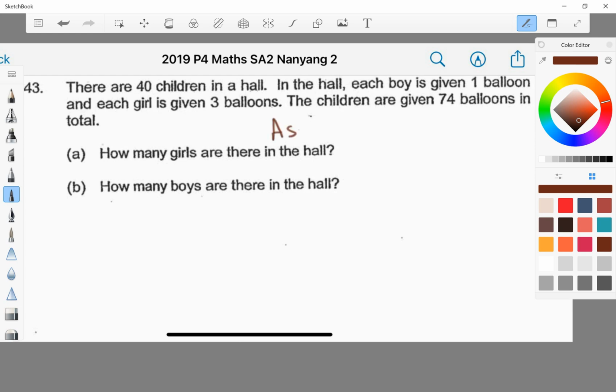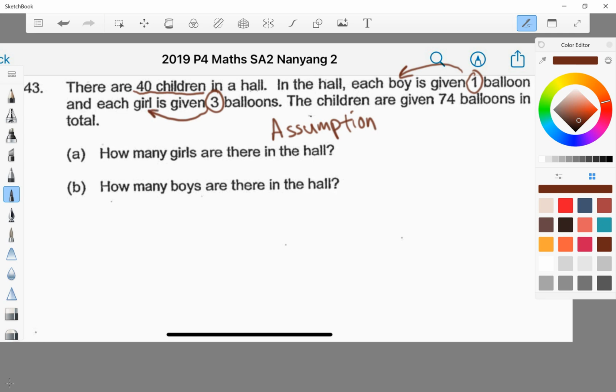Assumption. So assumption has got to do with assuming. So how do we do that? Let me just proceed and share with everyone. In this question, we know that there are 40 children. And we know that every boy gets 1 balloon, whereas every girl gets 3.